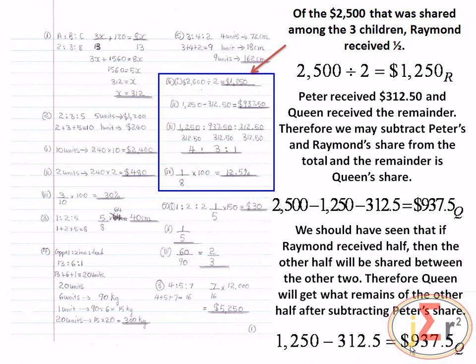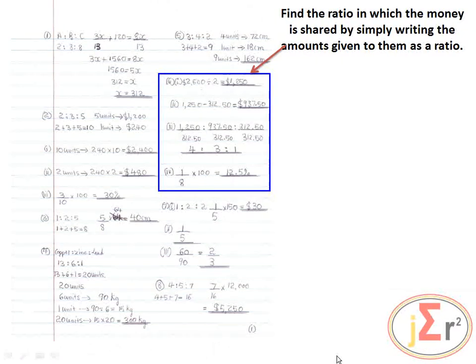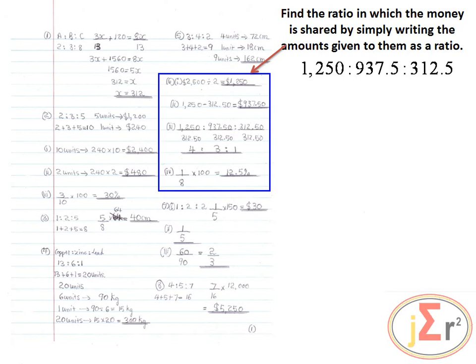And no doubt we could have received our answer in a simpler way. Find the ratio in which the money is shared by simply writing the amounts given to them as a ratio. It is as easy as that. One got 1,250, the other got $937.50, the other one got $312.50, and we need to determine the ratio in which the money was shared. Put those numbers down in a ratio. That would have been the correct answer.